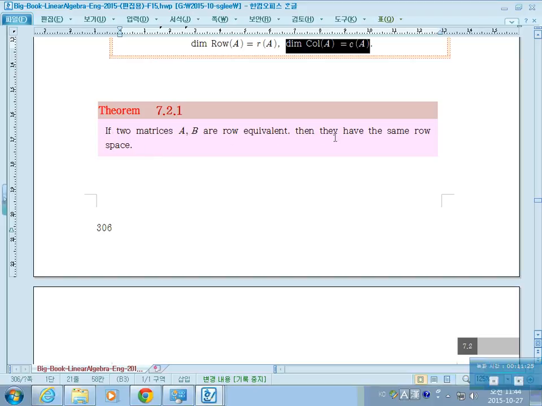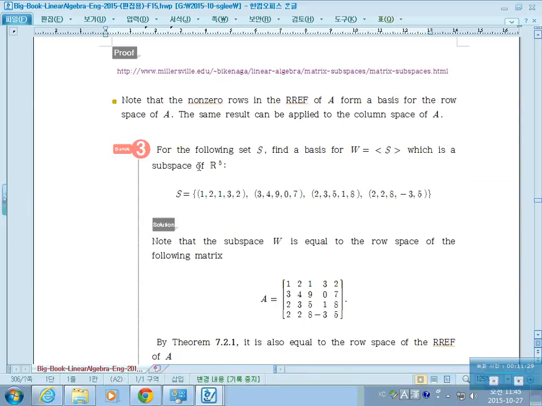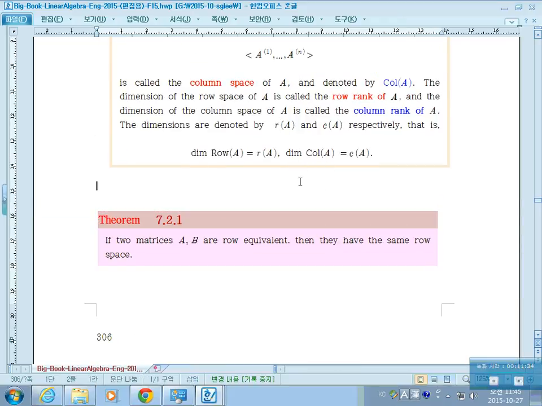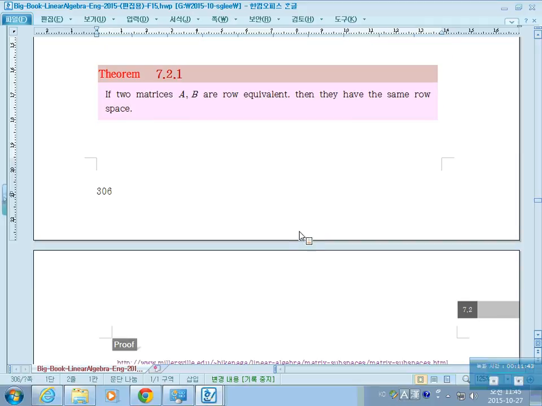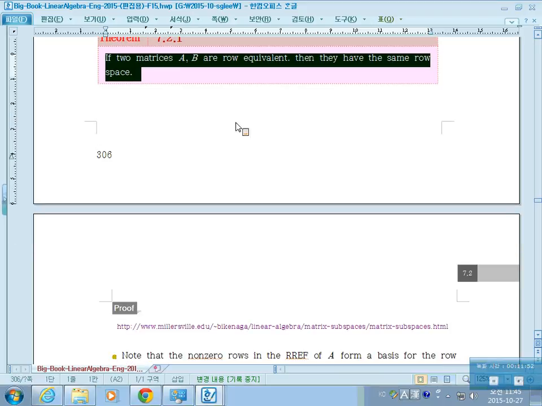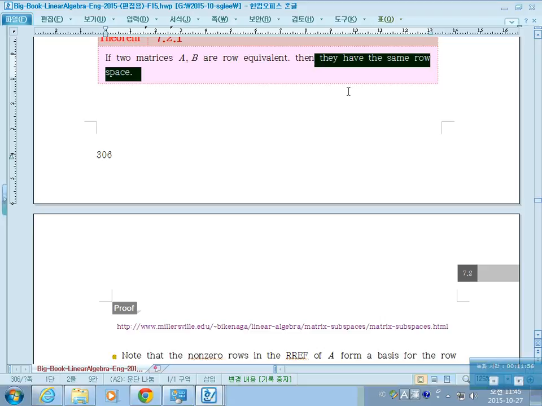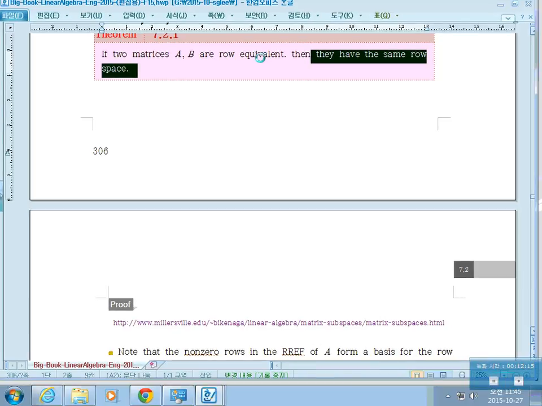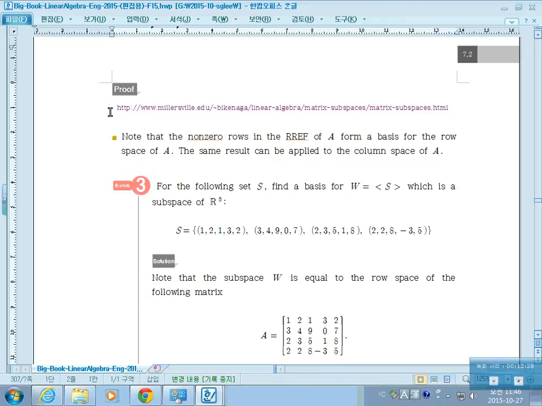If two matrices A, B are row equivalent, then they have the same row space. And the more important thing is, for a given matrix A, the dimension of the row space should be the same as the dimension of the column space, always. That's the goal that we are heading. In order to get that fact, we show Theorem 7.2.1. If two matrices are row equivalent, then they have the same row space. It's clear. If A, B are row equivalent, then the linear combinations of the rows can be obtained with row operations from one to the other. So you can come from here to there and there to here, so they should have the same row spaces. The proof can be found here, which is very easy.